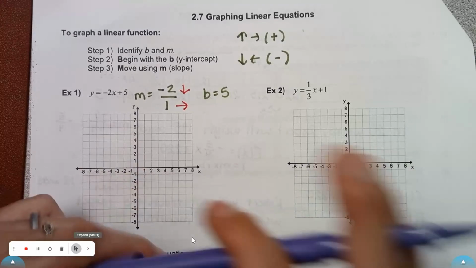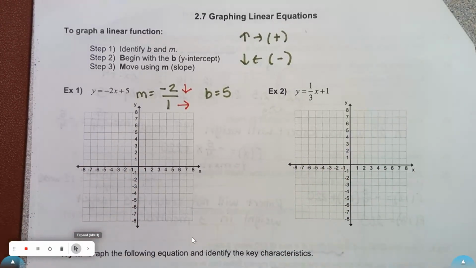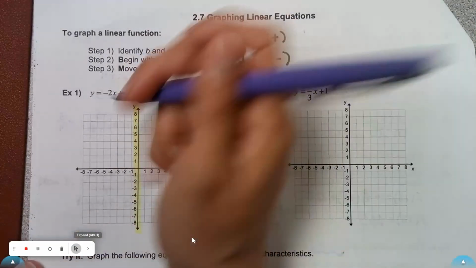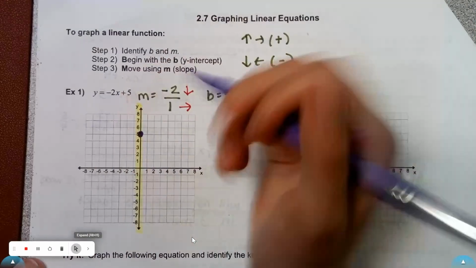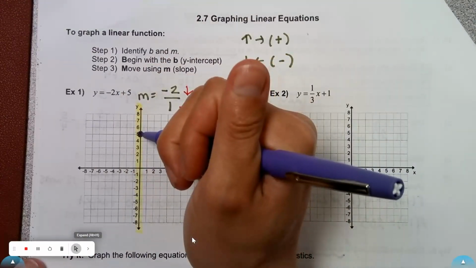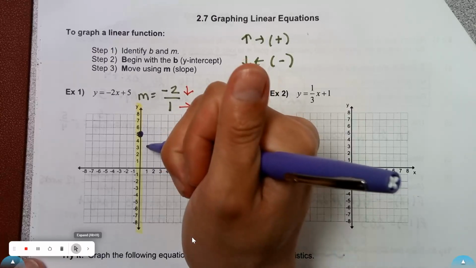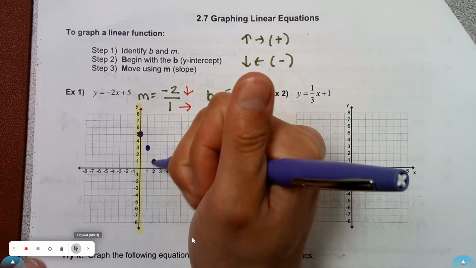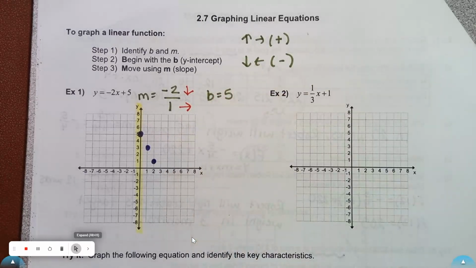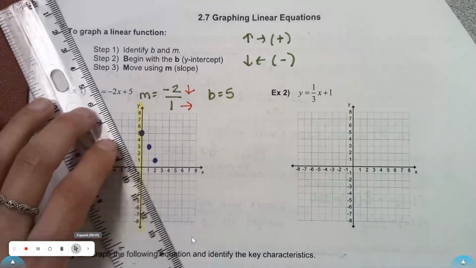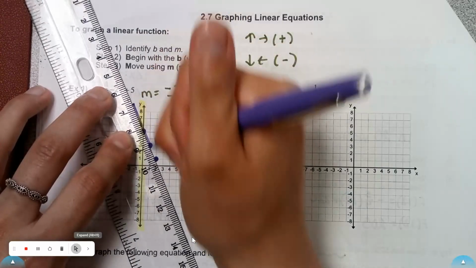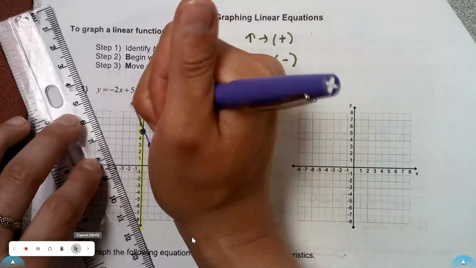So then when I'm plotting my points, remember on the y-axis, so this one right here, I'm going to put a dot at 5. And then I'm going to move using the slope. So from this point, I'm going to go down 2 and to the right 1. Remember, you only need 3 dots to make a line. So once you have those 3 dots, you can use your ruler or straight edge to connect them and make your line.